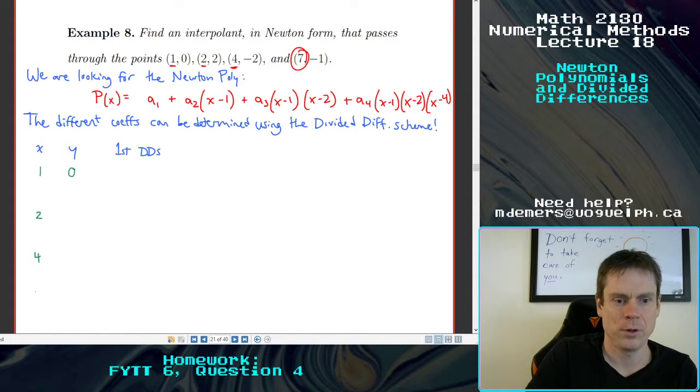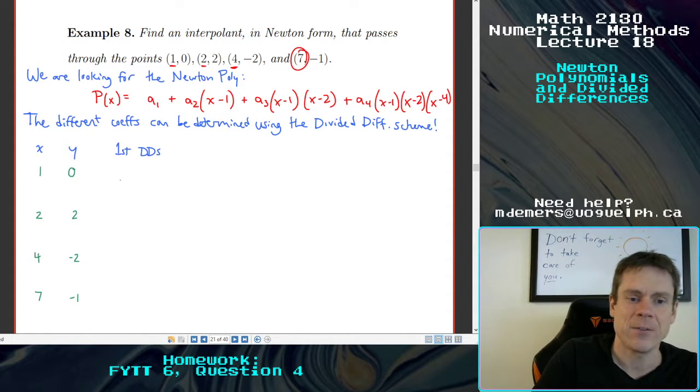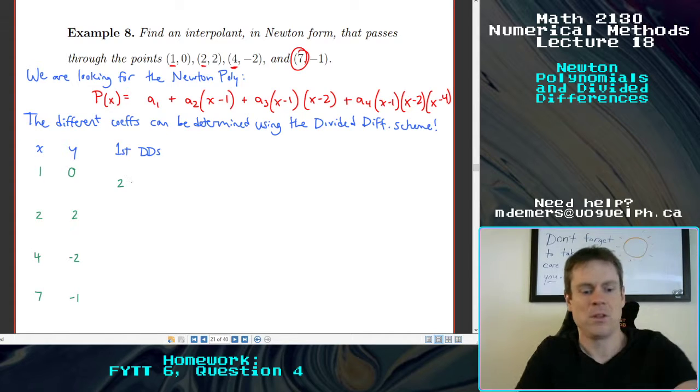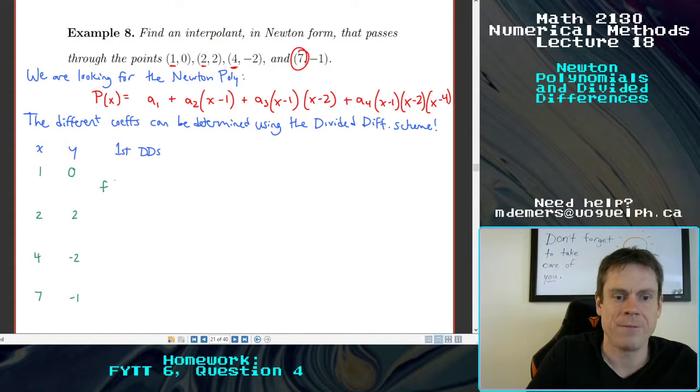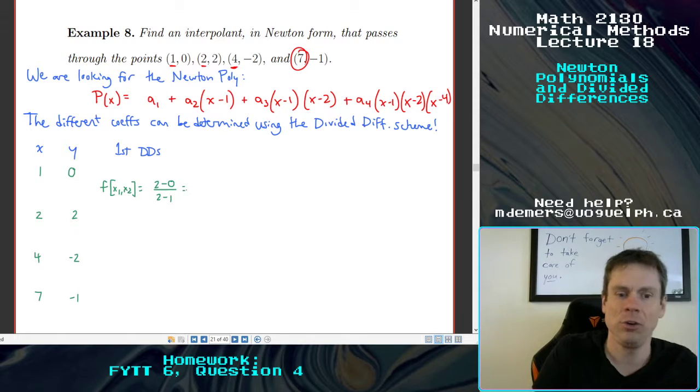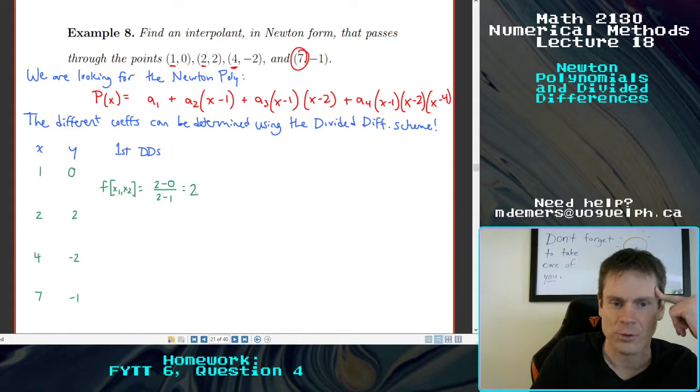2, 4, 7, and then 2, -2, -1. Okay, our first divided differences. Difference in y's. Maybe I'll write this out. F of x1, x2 equals 2 minus 0 over 2 minus 1. That's going to be 2 over 1, which is 2.